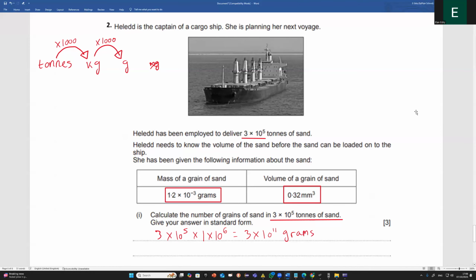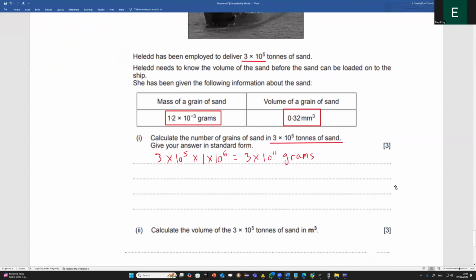But does the volume matter? Well, this isn't even to do with the volume yet. We know the mass of 1 grain is 1.2 times 10 to the minus 3 grams. So what calculation would I have to do to work out how many grains of sand are in 3 times 10 to the 11 grams?